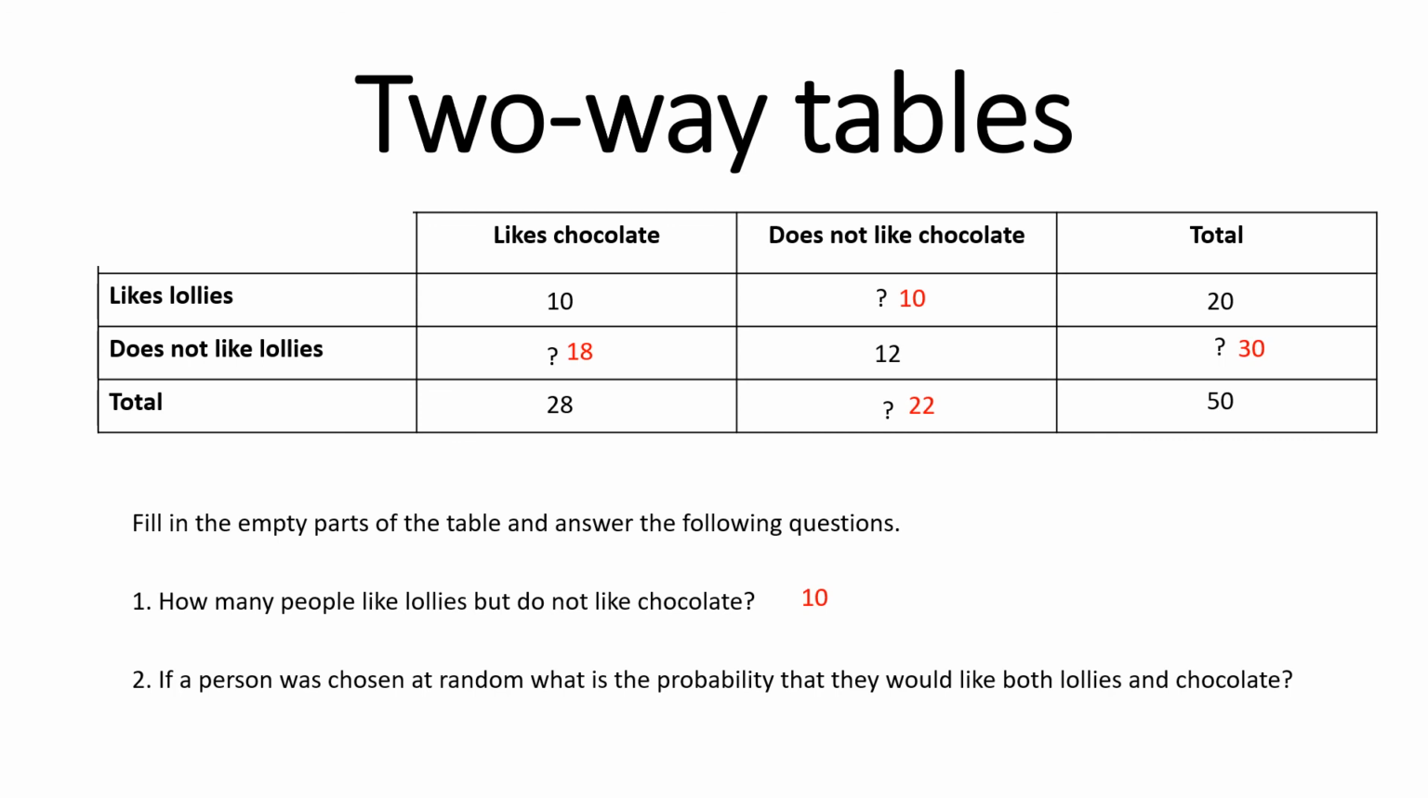So how many people in the table like both lollies and chocolate? Well, if we go to our likes lolly row and come across to the column that also says likes chocolate, we can see that we have 10 people that like lollies and like chocolate. So favourable outcomes over total outcomes will be 10 over 50, and when simplified that equals 1 over 5.